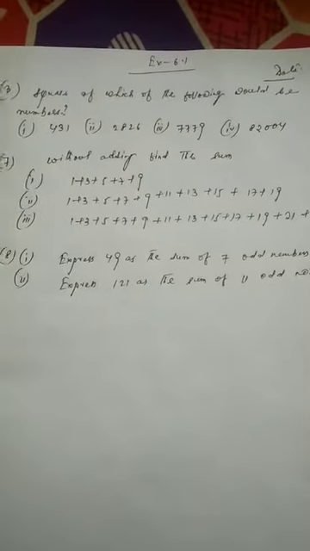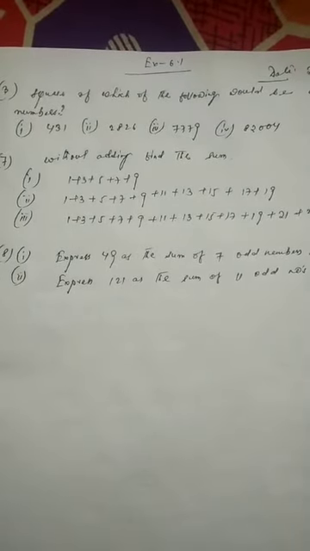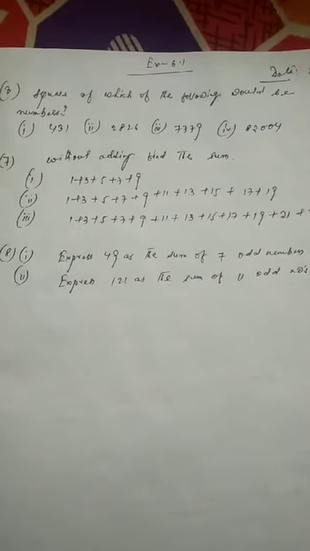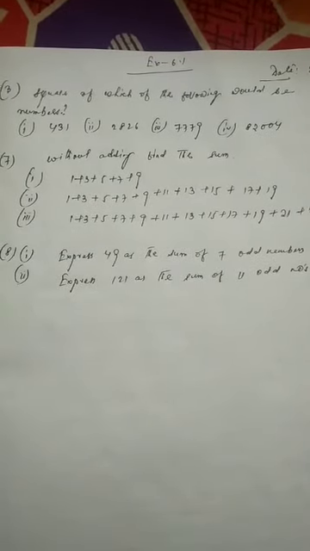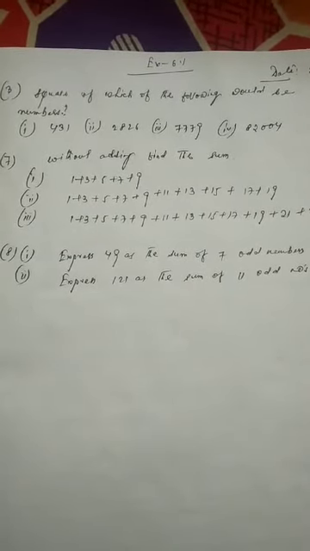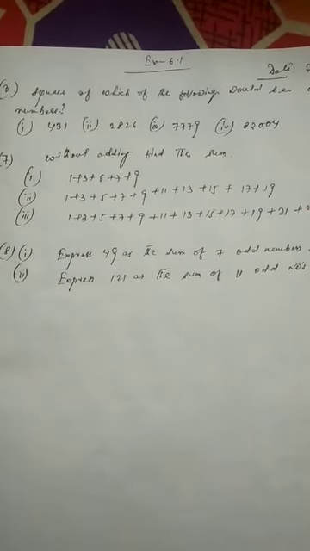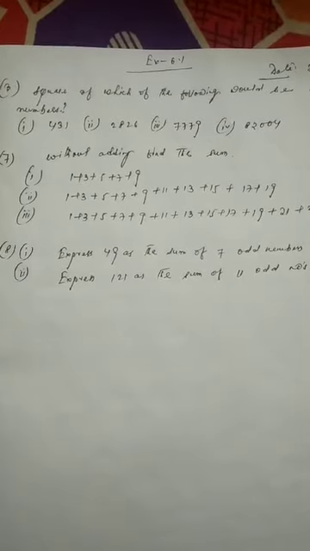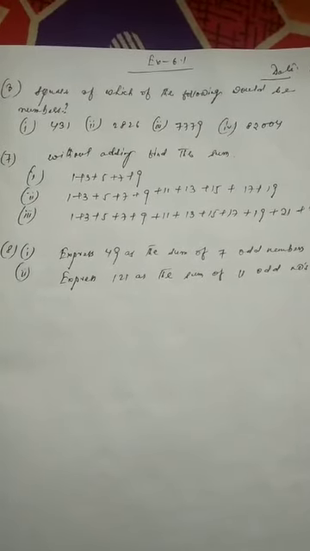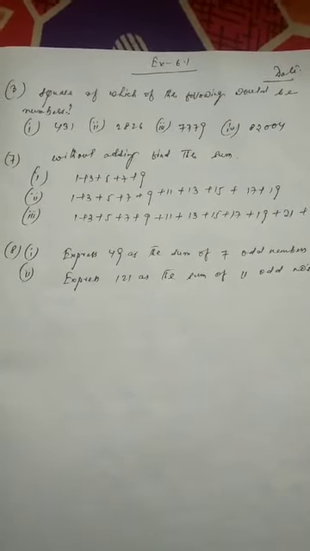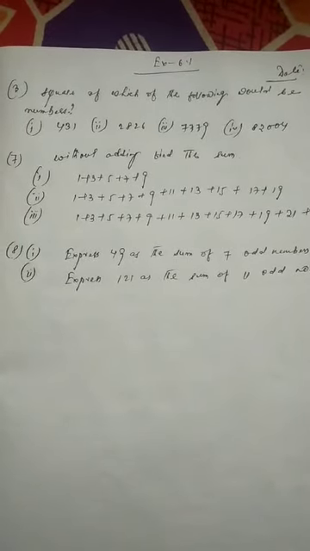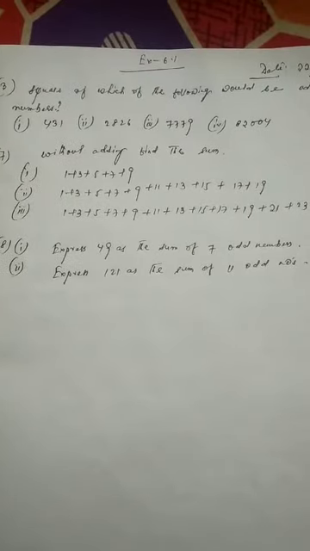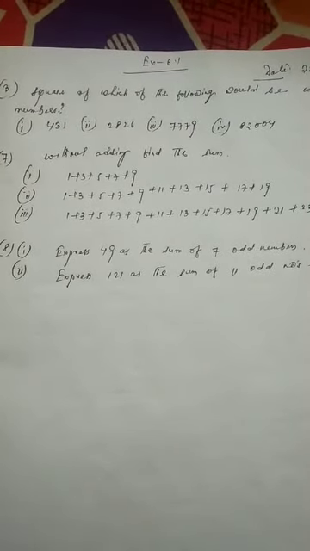I wrote some numbers over here in my copy, and the numbers are 431, 2826, 7779, and the next number is 82004. Out of these numbers, we have to find the square of all of them, and we have to answer which of the following squares of these numbers are giving odd numbers.